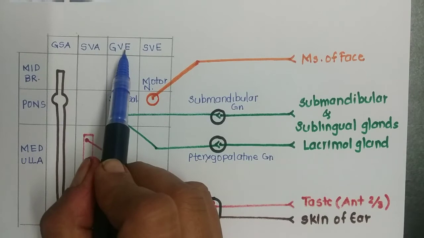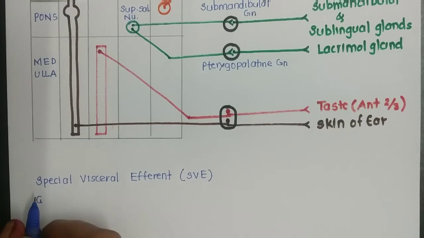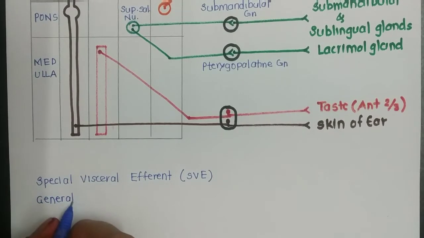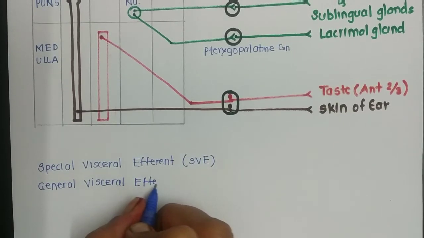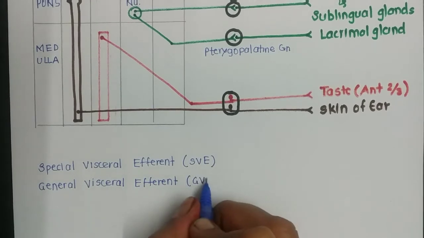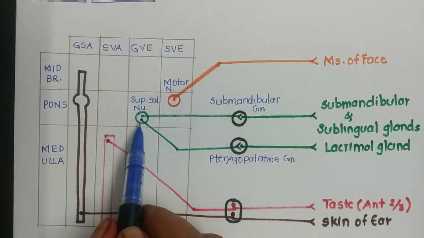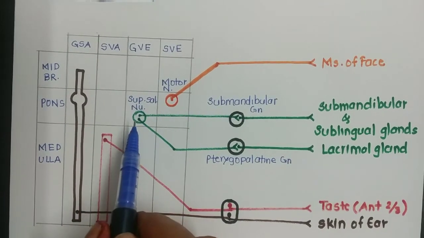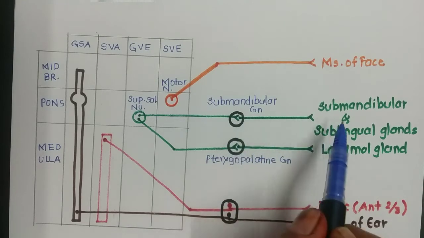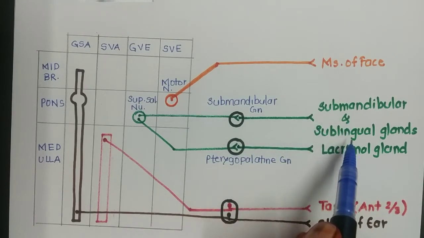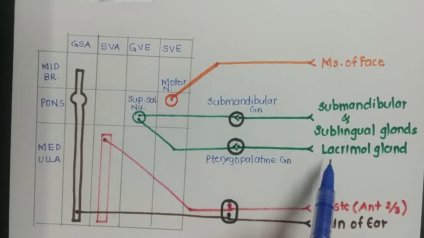The second component is the general visceral efferent, and we have called it GVE. Now this second component, the fibers arise from the superior salivatory nucleus and the lacrimatory nucleus. Those from superior go to submandibular ganglion, further to submandibular and sublingual gland. Those from the lacrimatory nucleus go to pterygopalatine ganglion, further to lacrimal gland.